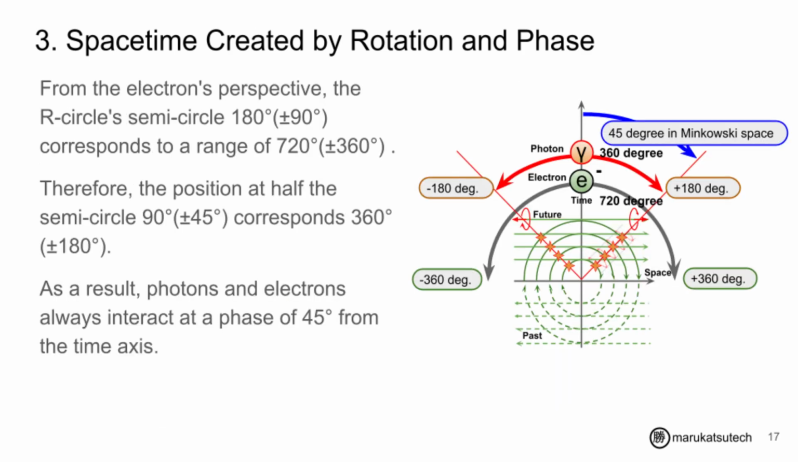From the electron's perspective, the R circle's semicircle, 180 degrees plus or minus 90 degrees, corresponds to a range of 720 degrees plus or minus 360 degrees. Therefore, the position at half the semicircle, 90 degrees plus or minus 45 degrees, corresponds to 360 degrees plus or minus 180 degrees. As a result, photons and electrons always interact at a phase of 45 degrees from the time axis.